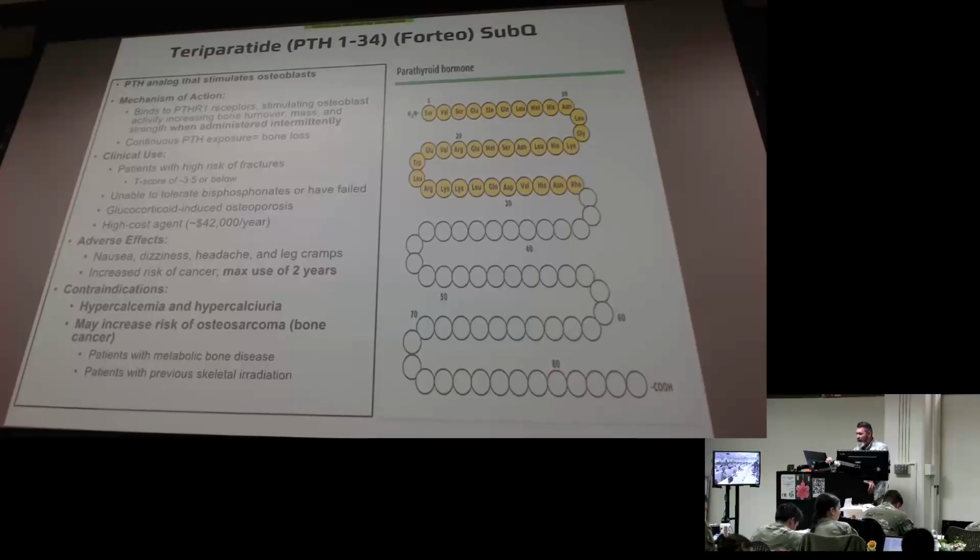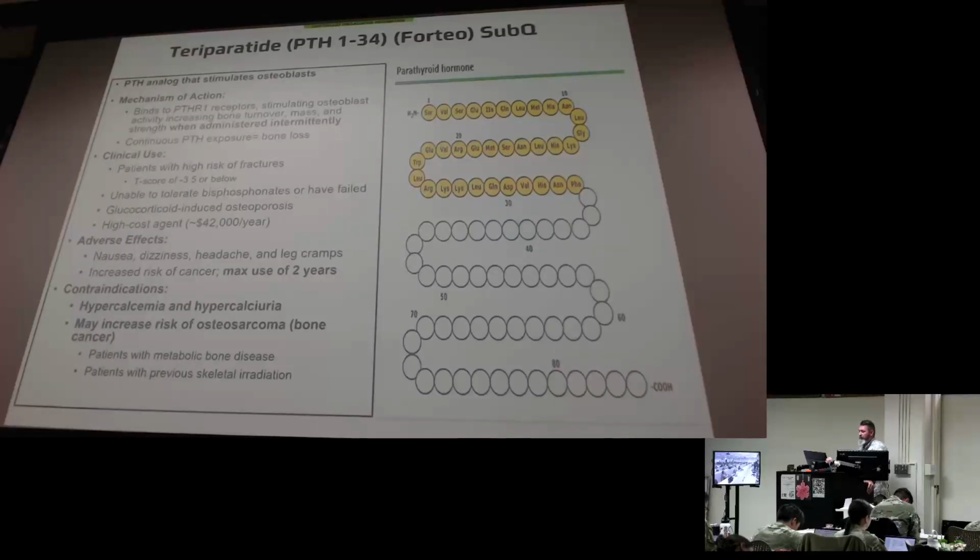And it's there under mechanism of action, right? It binds to the PTHR1 receptors and it stimulates osteoblast activity, increasing bone turnover, mass, and strength when it's administered intermittently. Continuous equals bone loss, like we have when we have low calcium levels normally in our body. PTH continuously affecting the bone, rather, is going to cause osteoclast activity.